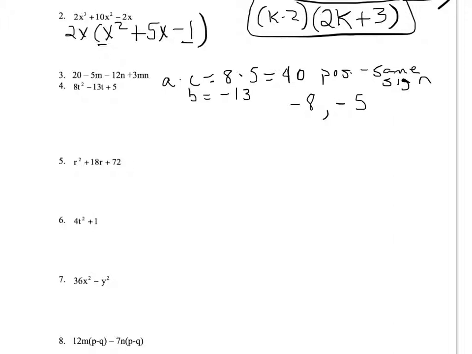Now, you may instantly know the pair in your head, or you may want to make a list. You could list 1 and 40, 2 times 20, 4 times 10, until you come up with the correct pair. The order you write the numbers in doesn't matter, but that tells me that's the pair I need to replace my middle term. So I'm going to rewrite this as 8t squared minus 8t minus 5t plus 5. Now that I have 4 terms, I can factor by grouping.